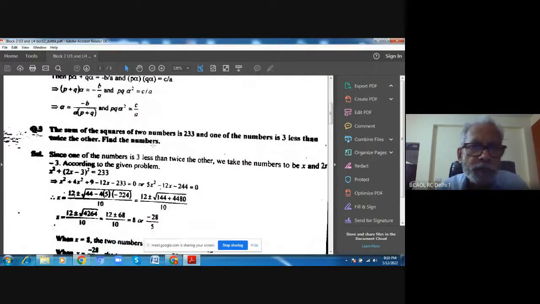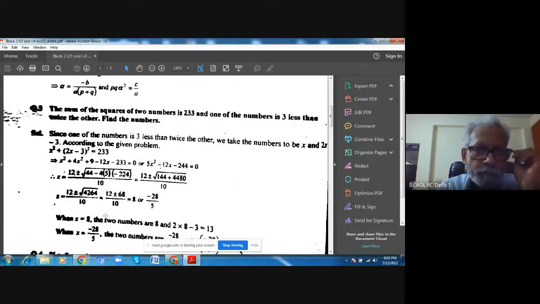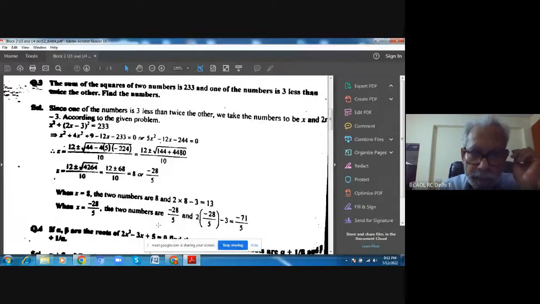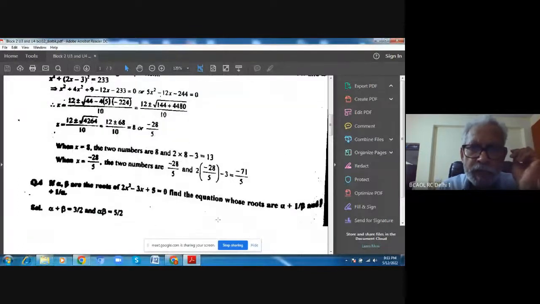And the question you have to read out. Just now I have discussed this question, and you see it has come in the exam. The sum of the squares of two numbers is 233, and one of these numbers is less than the other by 3. Find the numbers. So this you have already discussed. This type of thing comes in the exam. So one value is this and another value is this.